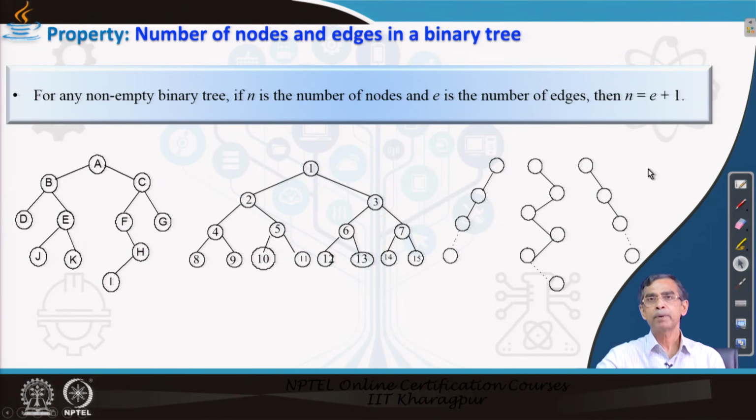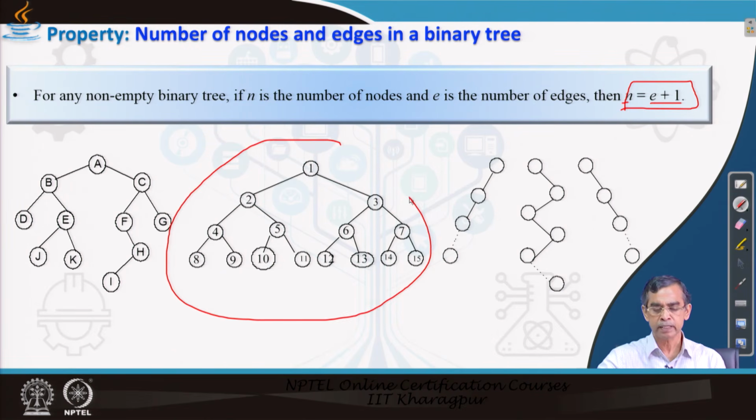Now, there is another property, about the number of nodes and edges in a binary tree. There is a very interesting property that the number of nodes is equal to the total number of edges plus 1, always. For example, in this binary tree, the total number of nodes is 15 and we count the total number of links or edges. These are the last leaf nodes; they do not have any edges or links below them, but all the others do.